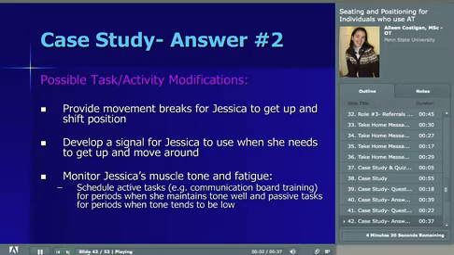Some possible task or activity modifications might include providing movement breaks for Jessica to get up and shift position, developing a signal for Jessica to use when she needs to get up and move around, regular monitoring of Jessica's muscle tone and fatigue, and the scheduling of appropriate tasks during times of low and high tone. For example, scheduling active tasks such as communication board training for periods when she maintains tone well, and passive tasks for periods when her tone tends to be low.